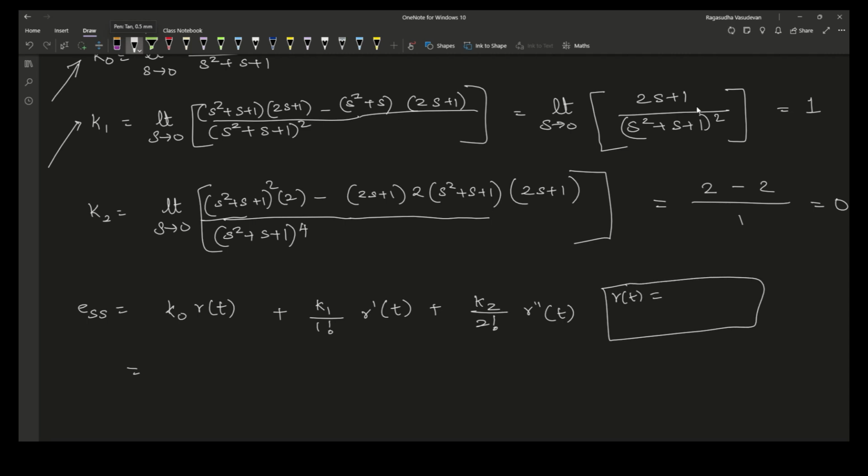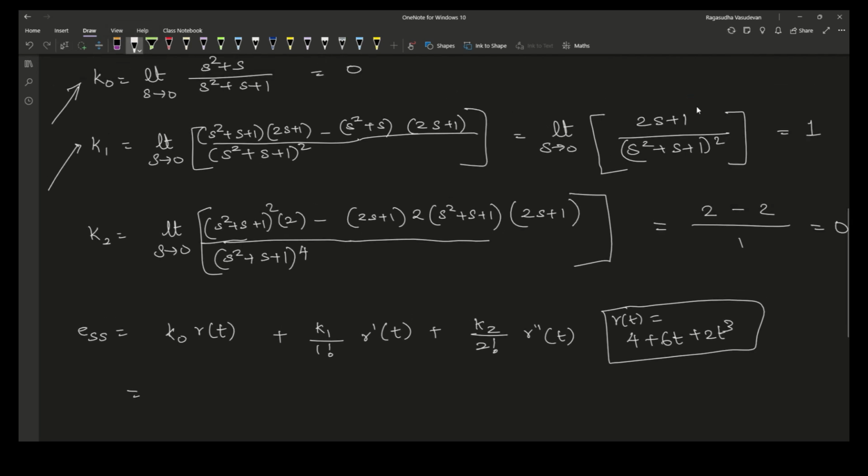The input is equal to 4 plus 6t plus 2t cube. So the value of k0 is 0. k1 is 1 by 1 factorial into r dash of t, which is the first derivative of this, equal to 6 plus 6t, and k2 is 0. So the value of steady state error is 6 plus 6t.